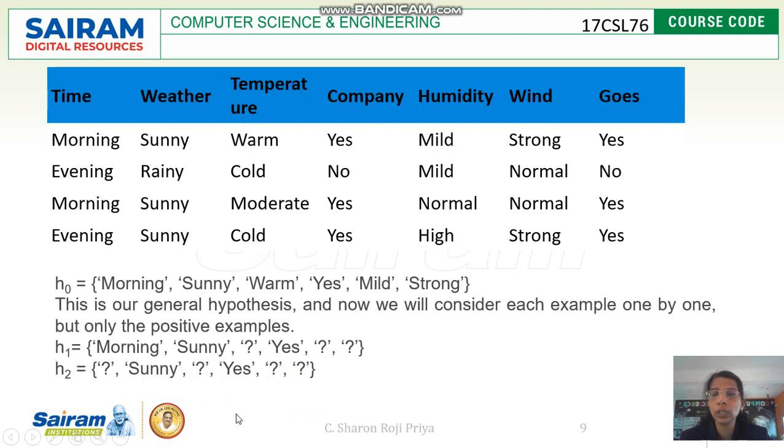So this is your final, specific hypothesis: question mark, sunny, question mark, yes, question mark, right? So this is the maximum specific hypothesis for the given data set.